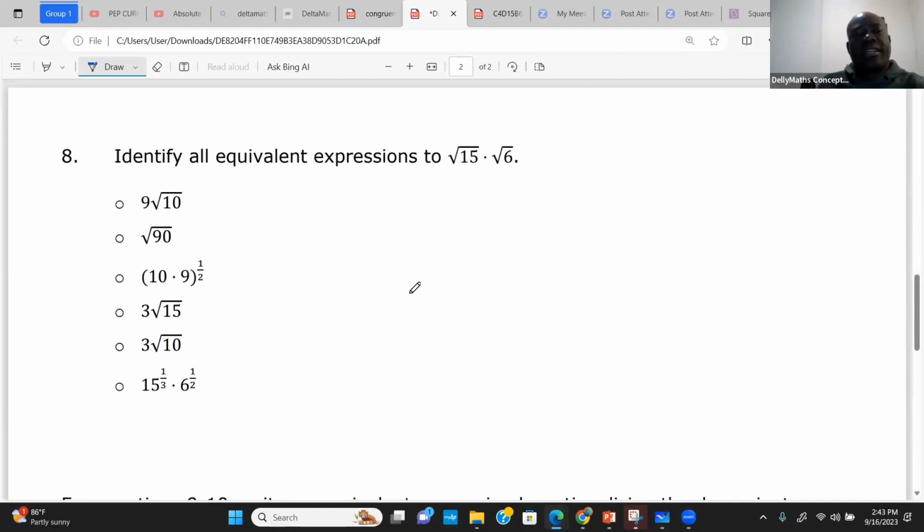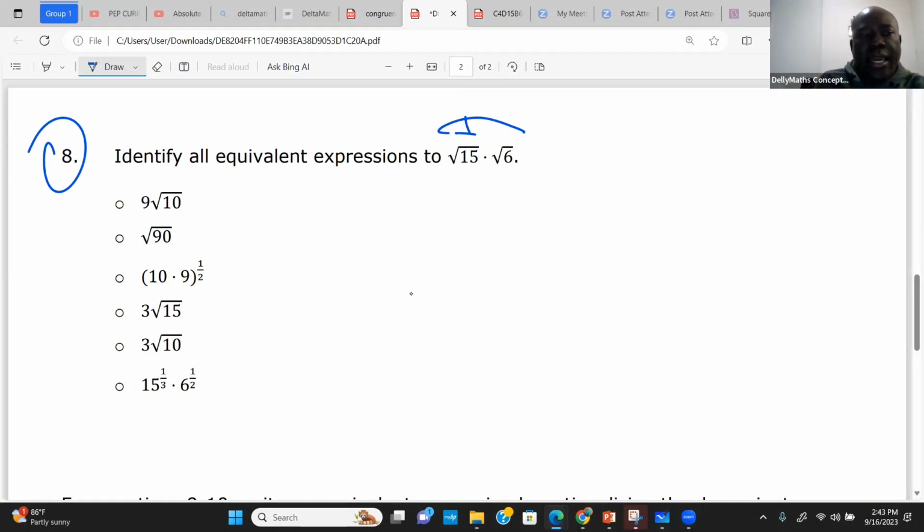All right, in this section, what we want to do quickly is take a quick look at how we could represent equivalent expressions for these. So we want to make sure that whatever we have there is the same thing. All right, so let's look.